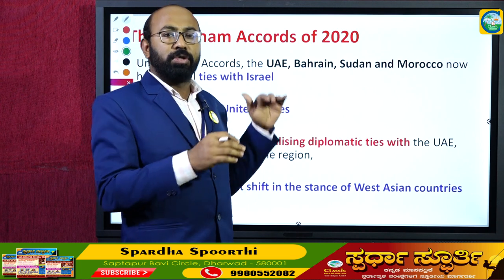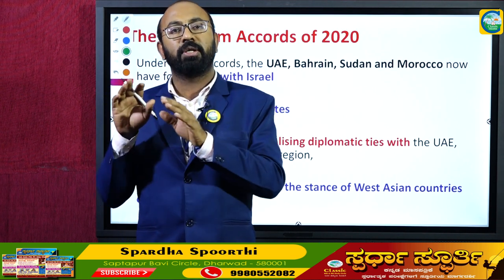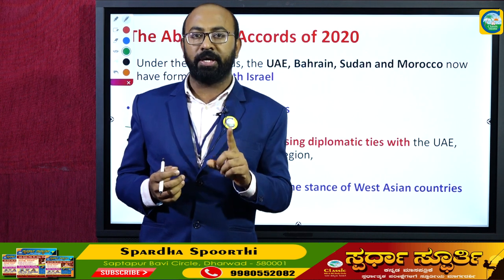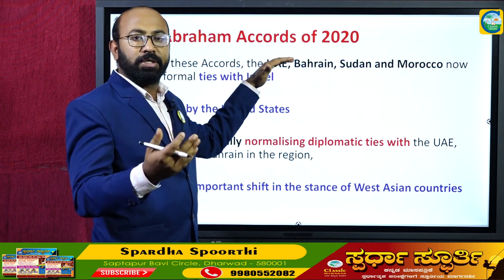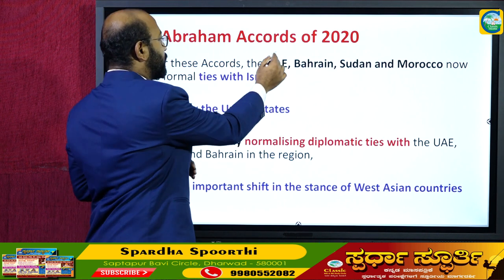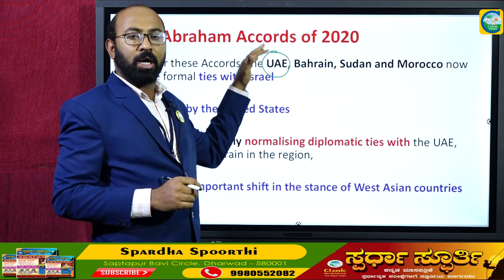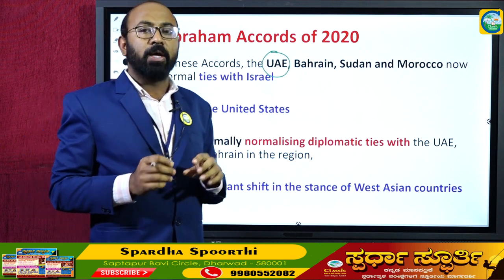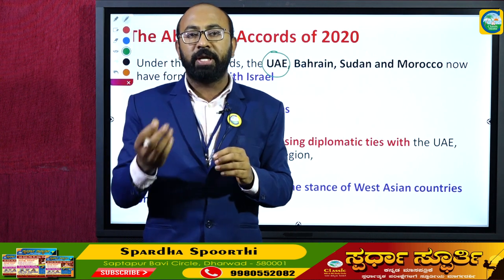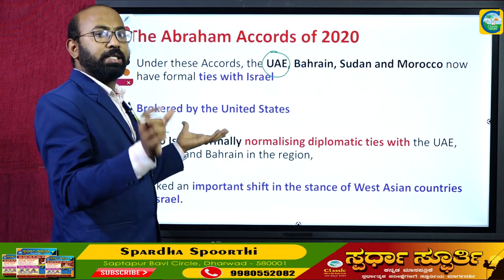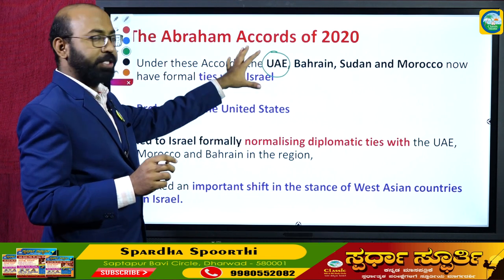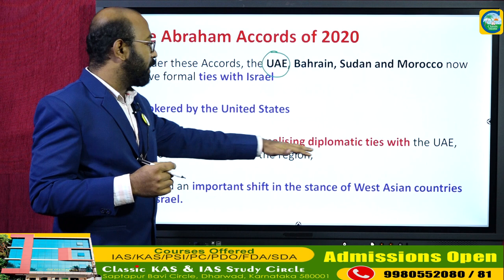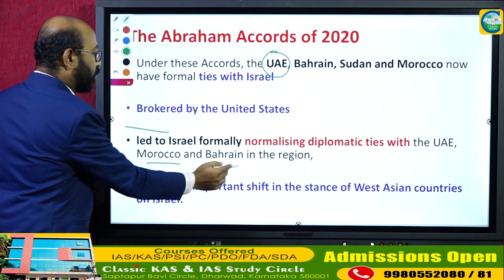So now through these Abraham Accords, the tensions have been reduced. The other Arab countries have recognized the existence of Israel as a sovereign country. So these Abraham Accords give recognition to the Israel country. The first country to give the recognition was the UAE. UAE, through the Abraham Accords in 2020, recognized Israel. These Abraham Accords were brokered by the USA. The USA played the role of intermediator. It enhanced the dialogues between the Arab countries and Israel. In the presence of the United States, these accords have been signed. These accords have led to Israel formally normalizing the diplomatic ties with the UAE, Morocco, and Bahrain in the region.